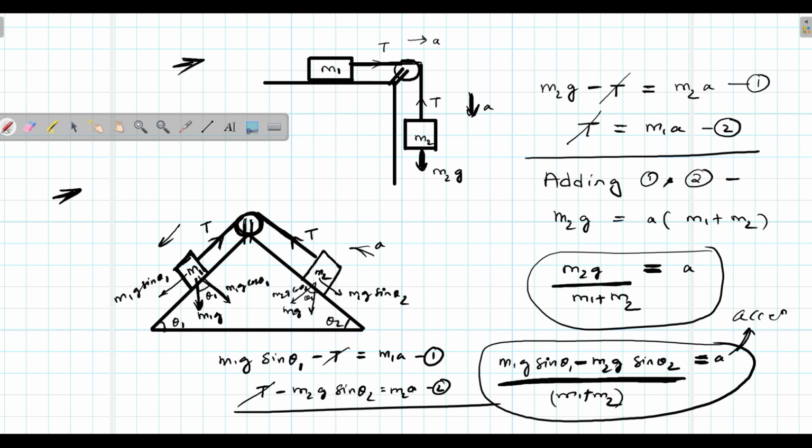So this is related to mass pulley. So next is motion in a lift.